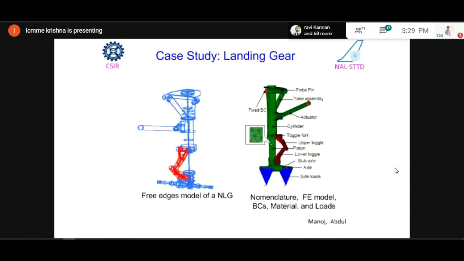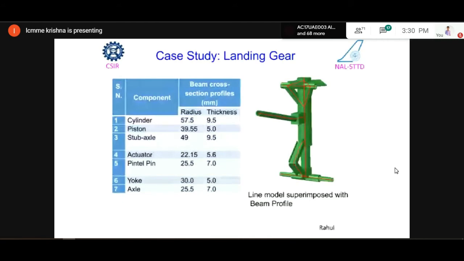One important observation is that the toggle links are made up of aluminum, and the rest of the material, green in color, is made up of steel. This picture shows the nomenclature, FE model, boundary conditions, material, and loads, all 3 of them put here. This is what we have seen earlier, the 5-box clip. All 3 boxes are put in one model here. We would like to acknowledge Mr. Manoj and Abdul, who contributed to this work. It is not possible to do this analysis alone, so we need to take support from the students and the project staff.